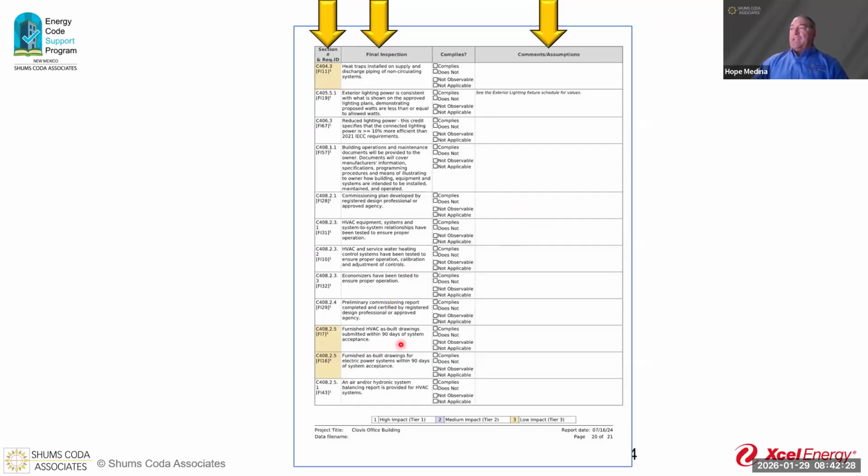Did we supply as-built HVAC drawings within 90 days of the system acceptance? That's part of that commissioning requirement. Got to tell you, when we first started doing commissioning, this was a lifesaver for me because going through the book and reading this and making a list out of there became a little bit difficult for me. And this made for a great way to put a checklist together and know that this is specific for the project. We are good to go.